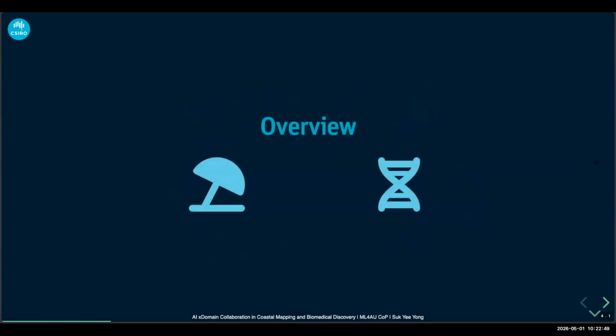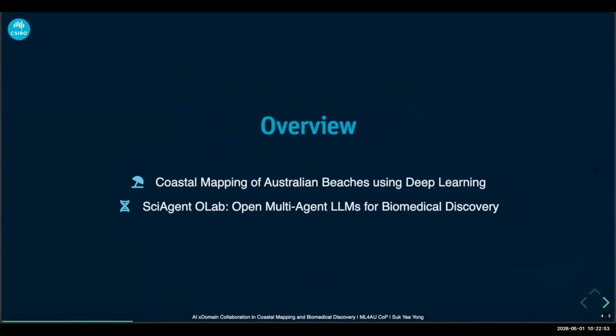And right, so here goes my overview. In the first part, I'm going to talk briefly on coastal mapping of Australian beaches using deep learning. And in the second part, I'm going to present something on Science Agent OLAB, which is open multi-agent large language models for biomedical discovery.